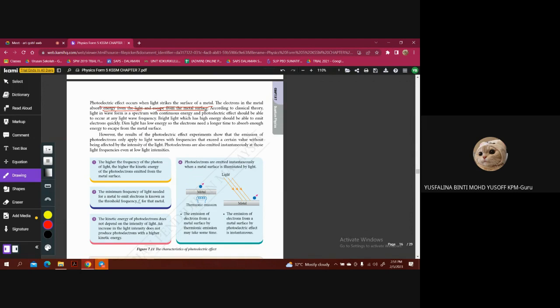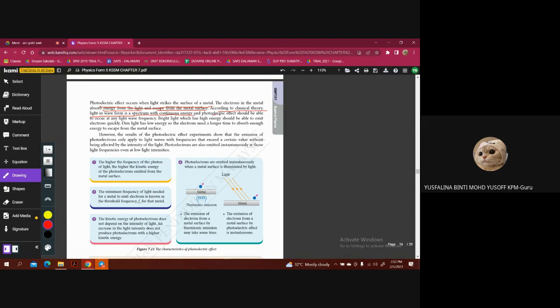Then when it gains enough energy, it will come out from the metal surface. The electron will come out, right? So according to the classical theory, light in wave form is a spectrum with a continuous energy. That is what the classical theory said. You remember the transition of light, right? The ROYGBIV, you can see it's like a continuous form.